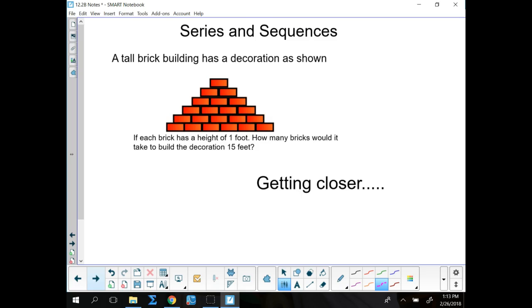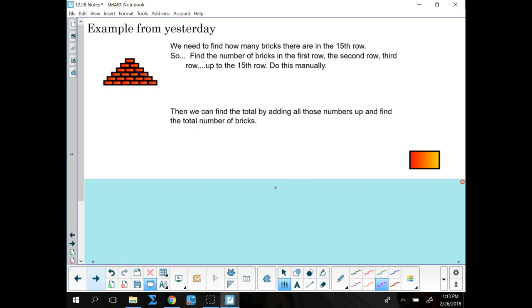Anyways, so a tall brick building has a decoration as shown. Each brick has a height of 1 foot. How many bricks would it take to build the decoration 15 feet? You got to run yourself to Menards and get some bricks. We're getting closer to solving this. So, let's talk about this one. It says from yesterday, but really it means from Thursday.